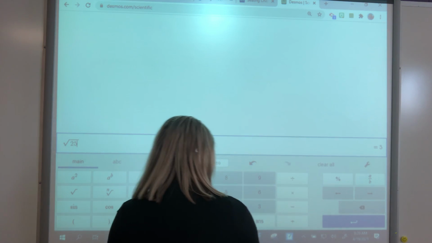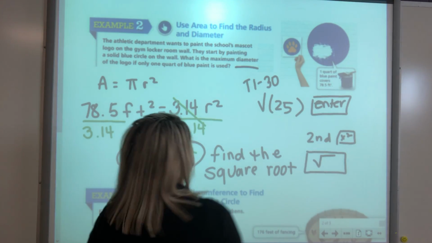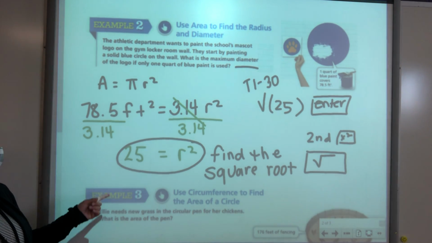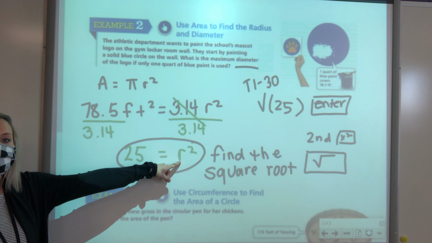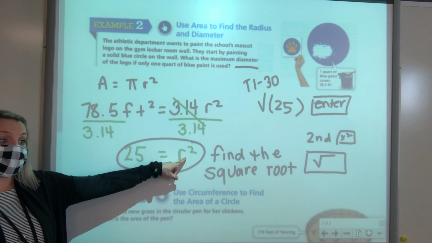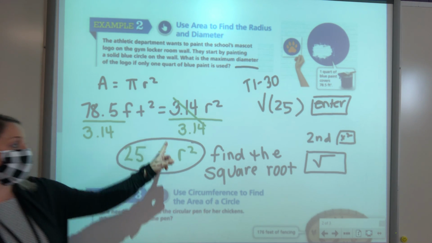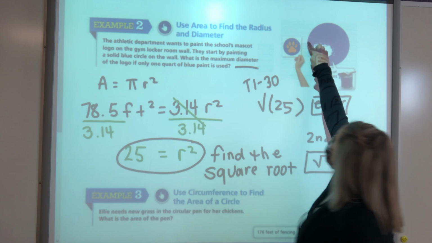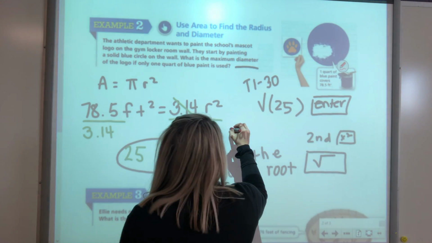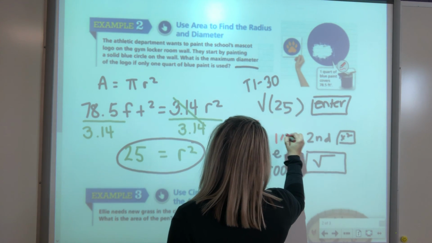But wait a minute. Did we find the diameter? We didn't find the diameter. What did we find? Circumference. Square root. We found the radius. So if the radius is 5, all the way across is 10. Okay? So r is equal to 5. So that means diameter is equal to 10.